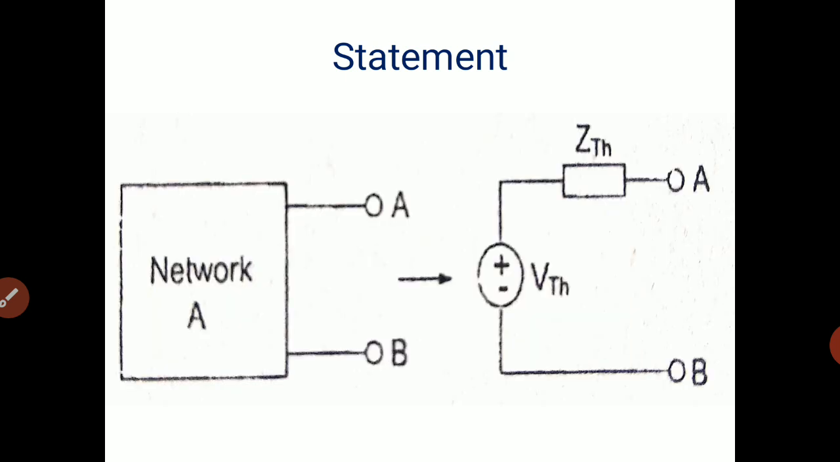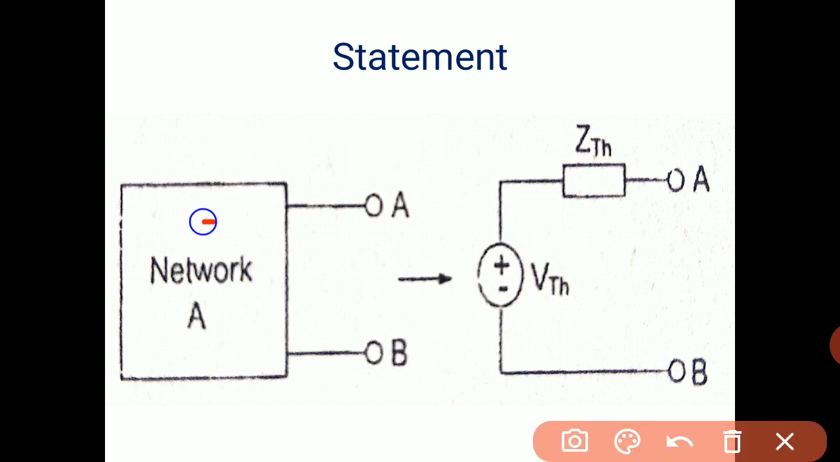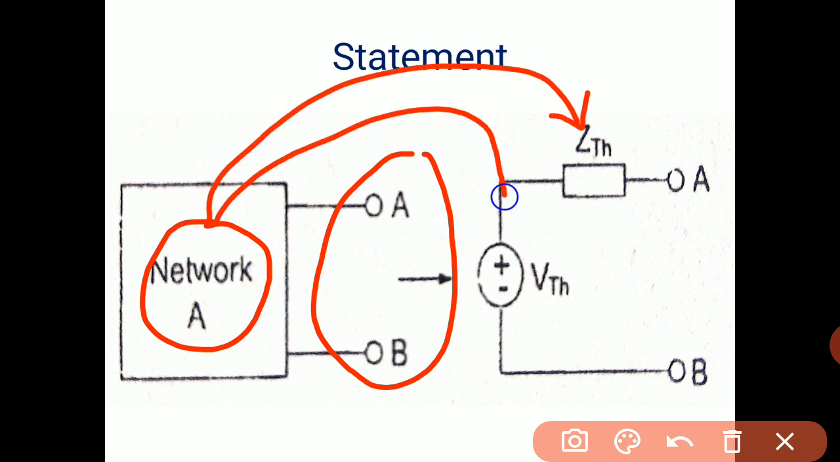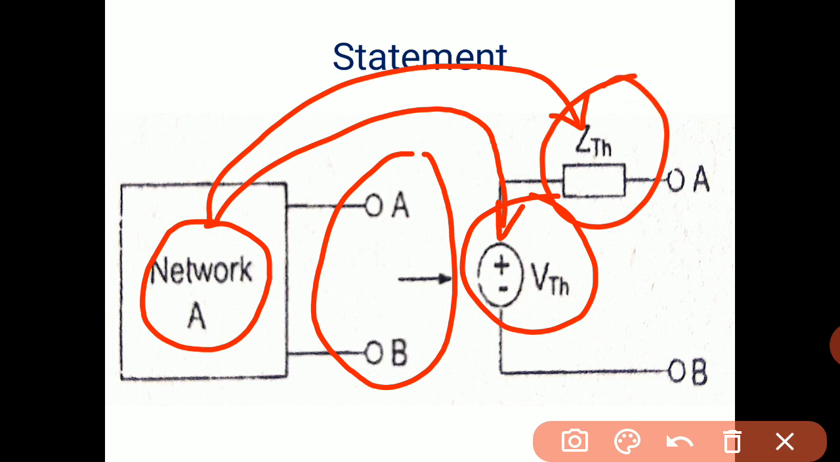Here the graphical representation is given. Here the network A is provided, and from the terminals AB the load is connected. So the entire network A can be replaced by the Thevenin's equivalent voltage source and its equivalent impedance, that is ZTH, and whatever load is connected between A and B is connected over here. So the entire network A can be replaced by the equivalent Thevenin voltage and the equivalent Thevenin impedance ZTH.